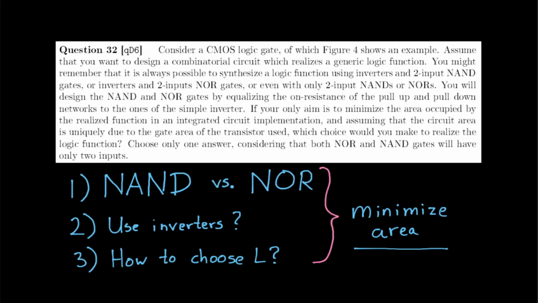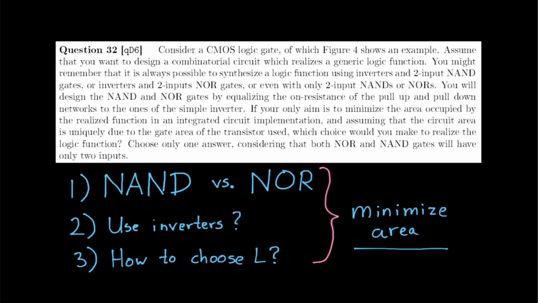If your only aim is to minimize the area occupied by the realized function in an integrated circuit implementation, and assuming that the circuit area is uniquely due to the gate area of the transistors used, which choice would you make to realize the logic function?